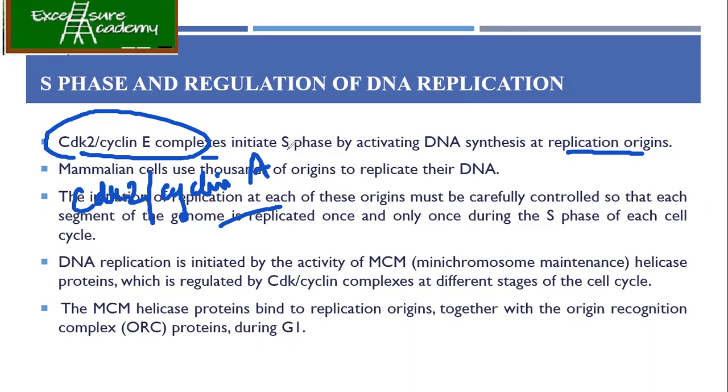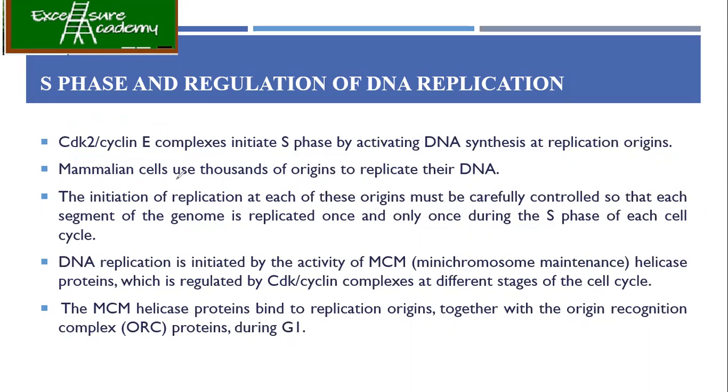Now mammalian cells use thousands of origins to replicate their DNA. Now one question, like for the interview, there was this question. These questions will be there for your MSc, after your MSc, but there is no harm in learning before itself. So the question was, in prokaryotes there is one origin of replication, whereas in mammals or eukaryotes you have got many.